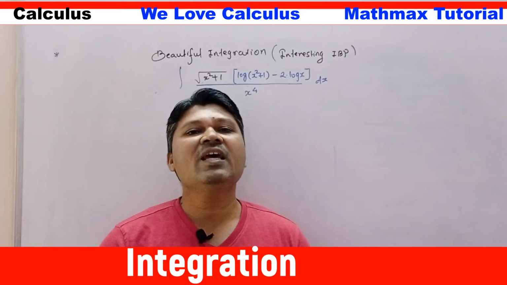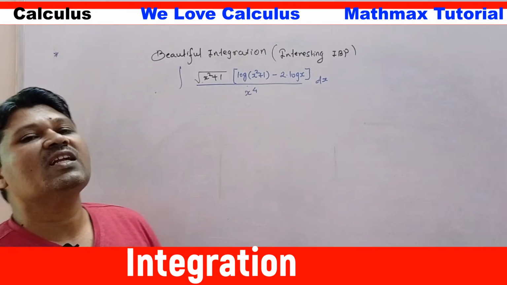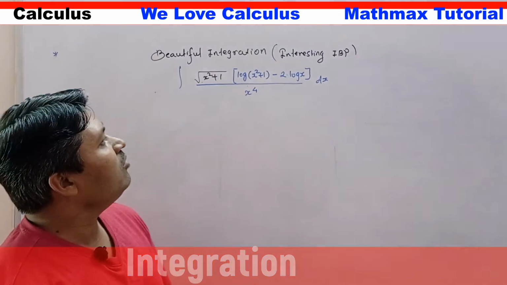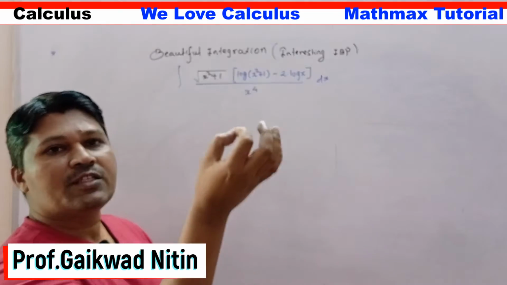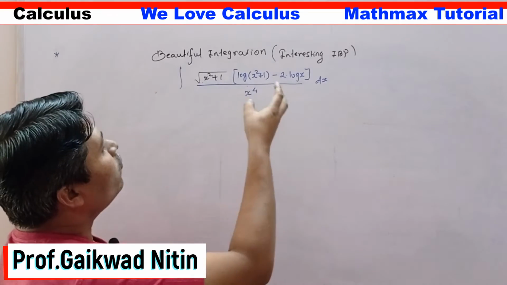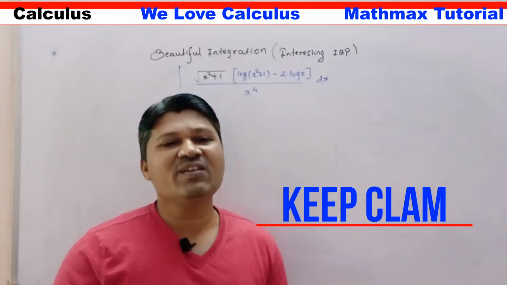Today we have a beautiful integration example. Today's example is the integration of root of (x square plus 1) times (log of (x square plus 1) minus 2 times log x), divided by x raised to 4, dx. If you want the simple solution, watch the video till the end.